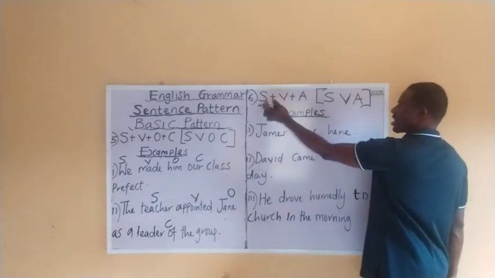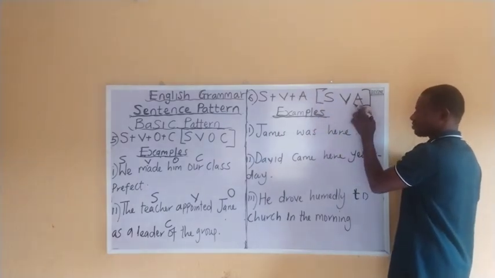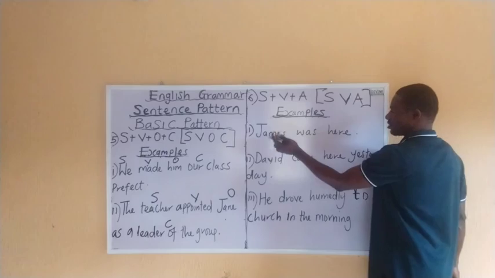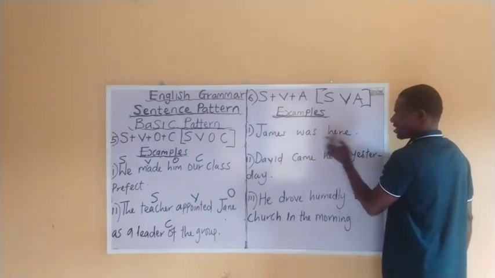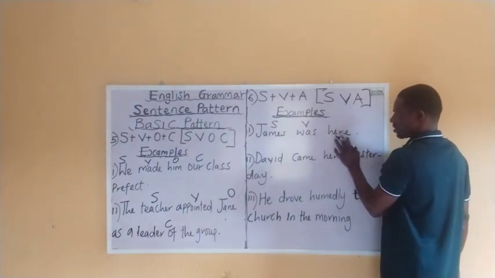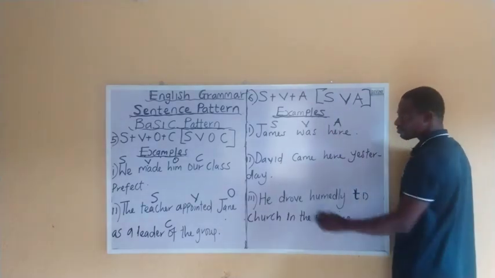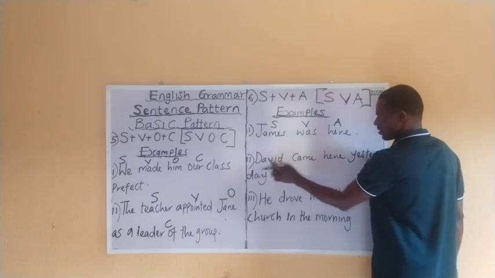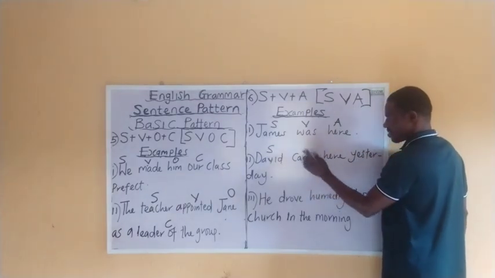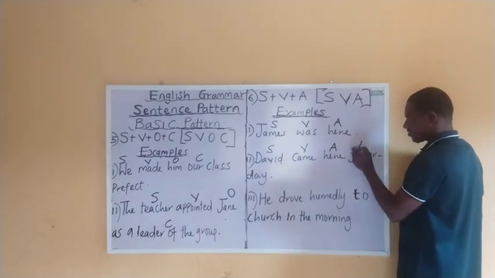Number 6, SVA: subject, verb, adverb or adverbial. Examples: Jane was here. James was here. James, subject; was, verb; here, adverb of place. Number 2, David came here yesterday. David, subject; came, verb; here, adverb of place; yesterday, adverb of time.